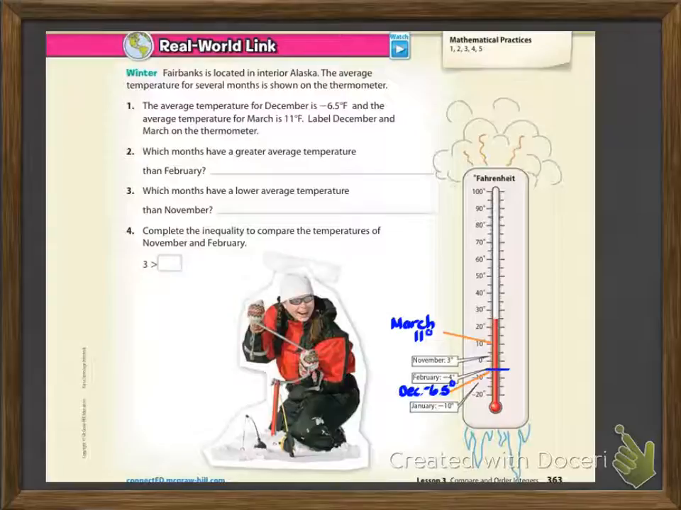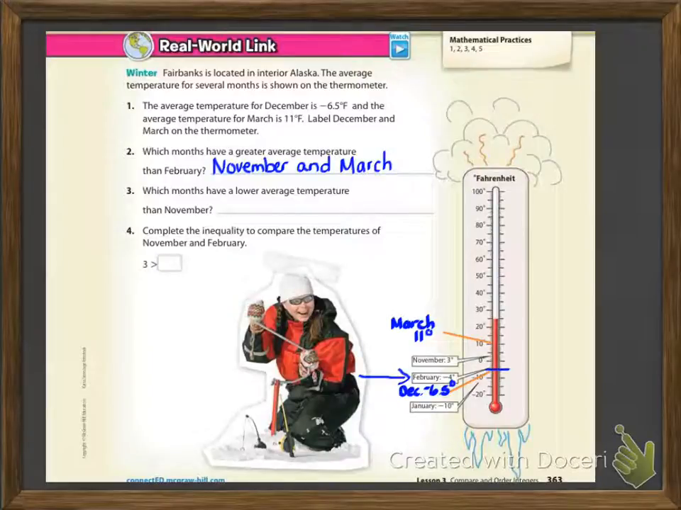Question number 2 says, which months have a greater average temperature than February? So that means you're going to find where February is on the line. So February is right here. And you're going to list the months that have greater temperatures. That means bigger temperatures, or in this case, warmer temperatures. Those happen to be November and March.